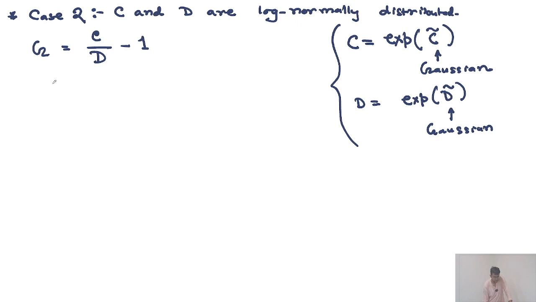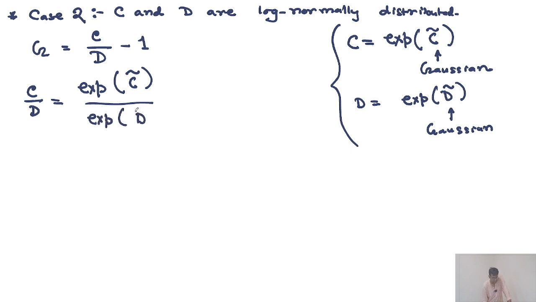Okay. So now let us take C by D from here, and we know this is equal to exponential of C tilde by exponential of D tilde, and this is equal to exponential of C tilde minus D tilde, and this is the exact reason why that form was selected. And now C tilde is Gaussian, D tilde is Gaussian, C tilde minus D tilde is Gaussian. So exponential of a Gaussian is log normal. So then this will become a log normally distributed variable.